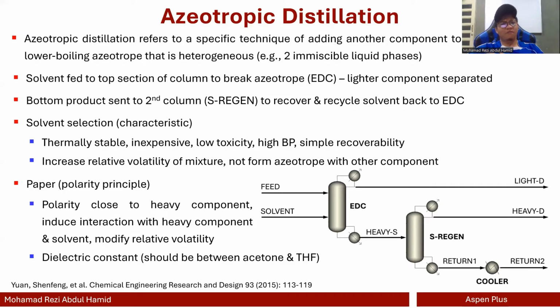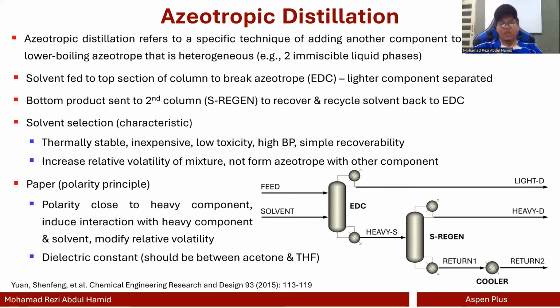So we have two columns. The first one here is called EDC, where we have a solvent along with feed entering at different stages in the column. And in this case, we will separate a lighter component. In this case, shown as light D here. Light D here is light distillate. In our case, we're going to obtain a high purity acetone. And then, of course, in the heavy S stream here, meaning that we have a heavy distillate.